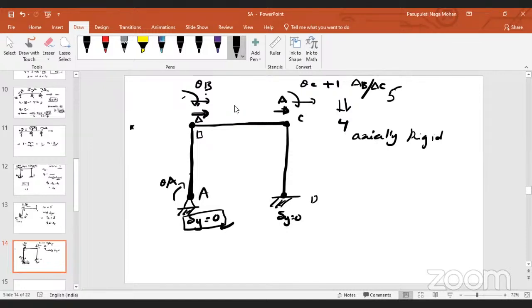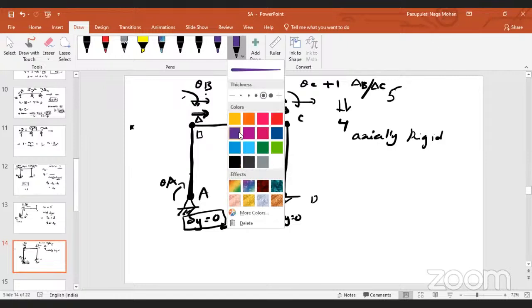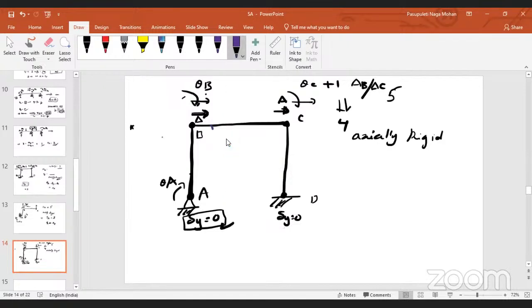Yes, sir. What if I draw the deflected shape here? The deflected shape might be like this. From here to here, what is the amount? Delta. From here to here, what is the amount? Delta. What happens if I keep a support like this? Now, can you tell me what is the answer?